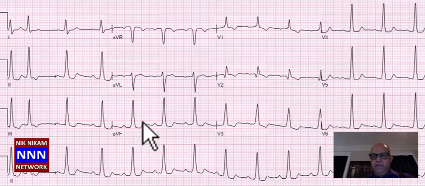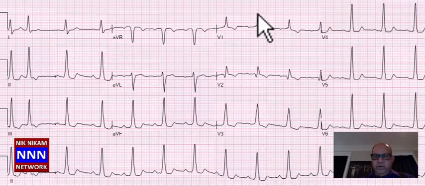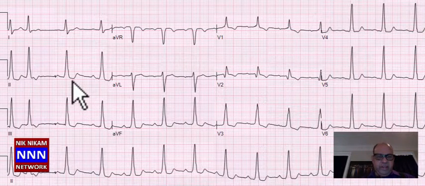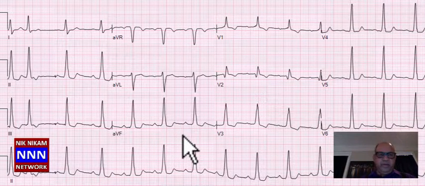Okay, we have a problem here. First of all, there is a first degree AV block. We have a right bundle branch block, and then we have a little wide QRS complex in the lateral leads. So we have tall R waves in the anterior leads also. Plus in the inferior leads, we have STT changes. So what is going on in this electrocardiogram?